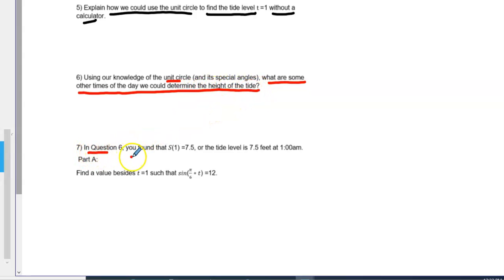In question 6, you found that x1 equals 7.5, or the tide level is 7.5 feet at 1 a.m. Part A, find a value besides t equals 1 such that sine of pi on 6 times t is equal to 1/2. I want you to read these carefully, pause the video, and attempt the questions, and we will discuss the answers together.